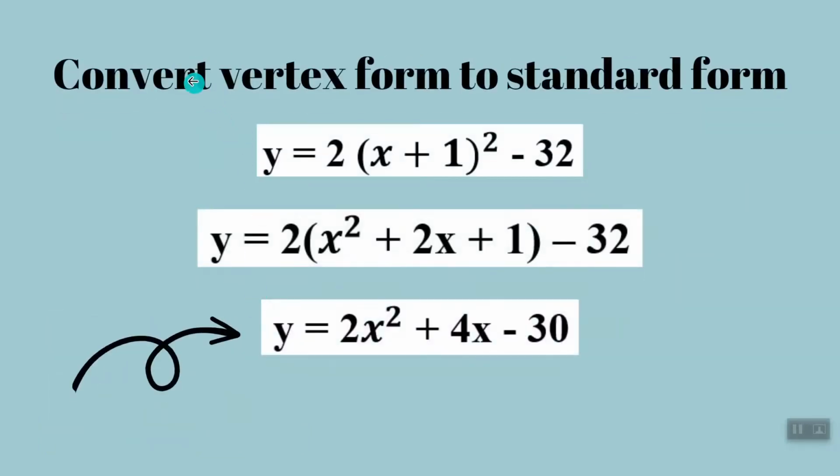The next example says, convert vertex form to standard form. So, in standard form, we can see our equation in terms of y equals ax squared plus bx plus c. So, I need to distribute this parenthesis first. X plus 1 squared represents x squared plus 2x plus 1. Then I will distribute 2 into the parenthesis. We will get 2x squared plus 4x plus 2. But there is also minus 32 here. 2 minus 32, we will get minus 30 as our result.